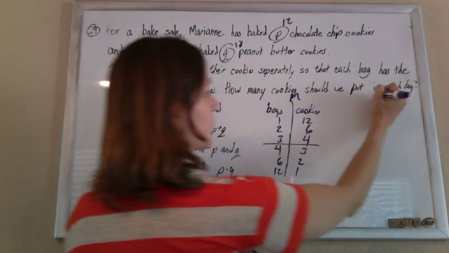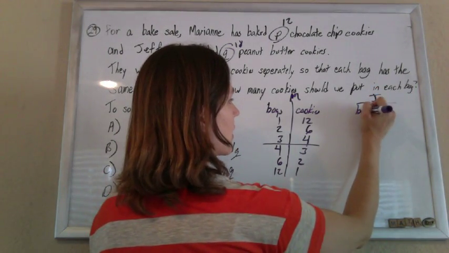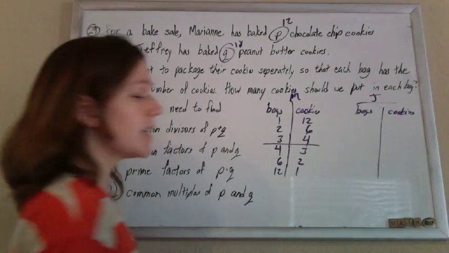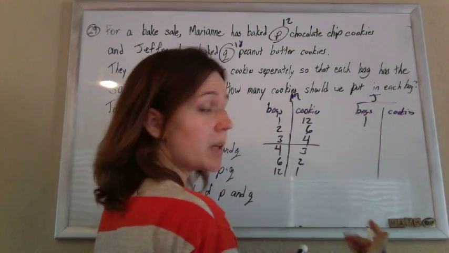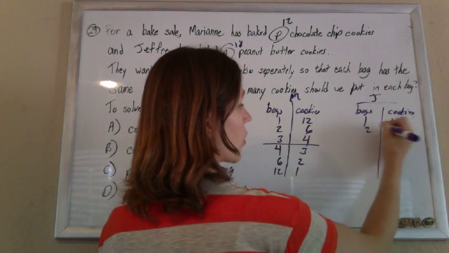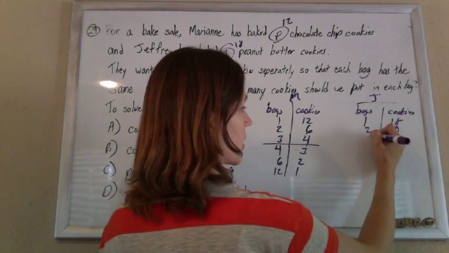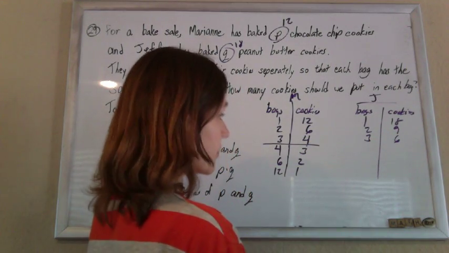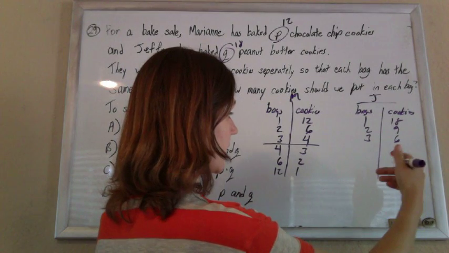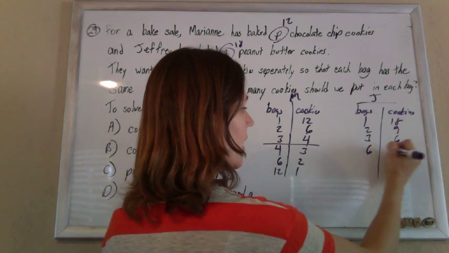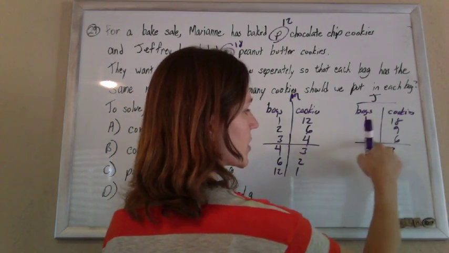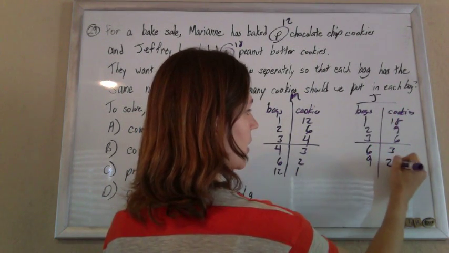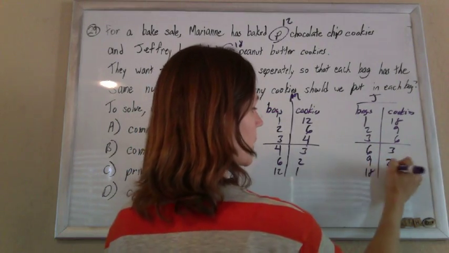Now for Jeffrey, Jeffrey can take his cookies and do the same thing, right? Jeffrey's got 18 cookies, so he could just have one big bag of 18 cookies. Or he could have 2 bags with 9 cookies. Or 3 bags with 6 cookies. Couldn't have 4, because 4 doesn't go into 18 evenly. Couldn't have 5, but he could have 6. And notice here, we start to repeat. So you can just climb back up the other side. The next one's going to be 9 with 2 and 18 with 1.